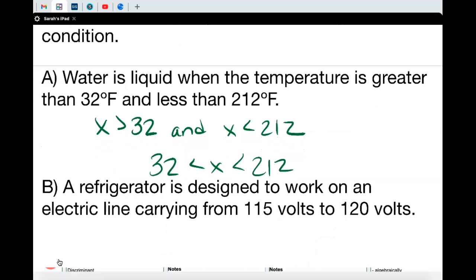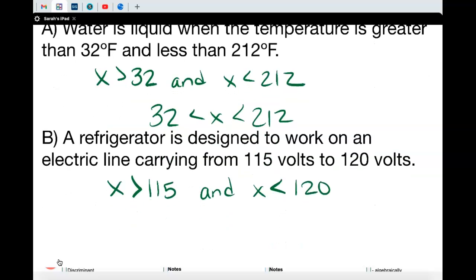Here is this one. A refrigerator is designed to work on an electric line varying from 115 volts to 120 volts. That would be x. x is greater than 115, x is less than 140. Right, we want to be larger than 115, less than 140, because we're between those two values. And we can write it together. 115 is less than x, less than 140.